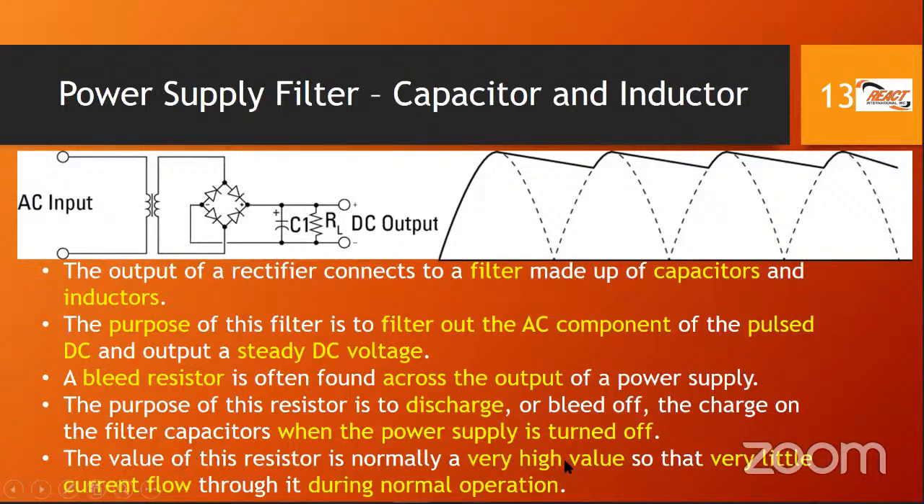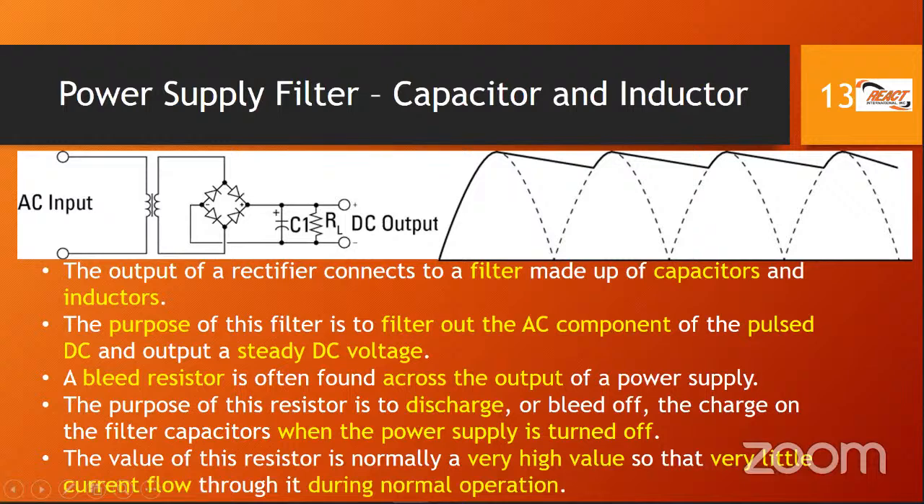The value of this resistor is normally very high. Why is it normally very high? Well, during regular use, you do not want much current flowing through that resistor. Otherwise, it'll be wasteful. You want your power supply to supply your radio or your circuit, so you don't want that resistor taking up a lot of that power or current. You want it to be very little. So during normal operations, that bleed resistor doesn't really have a significant impact. It doesn't cause your power supply to be inefficient. But when you're not using the power supply and it's switched off, guess what?